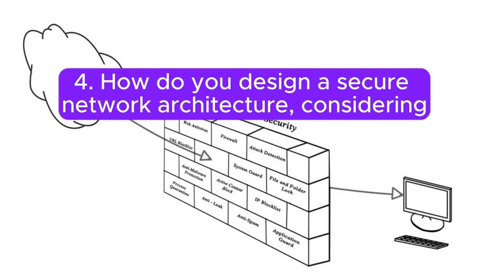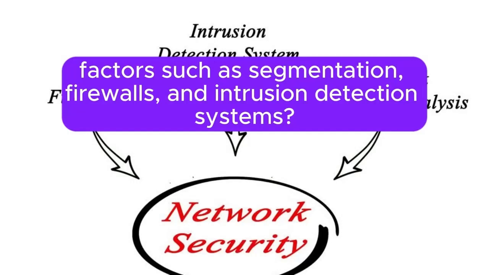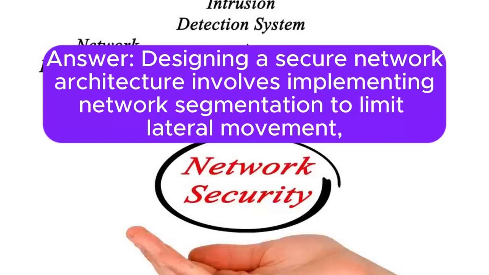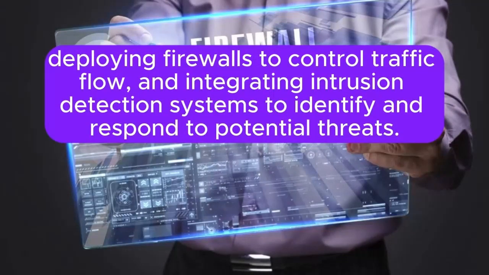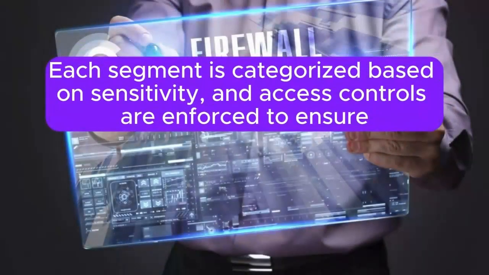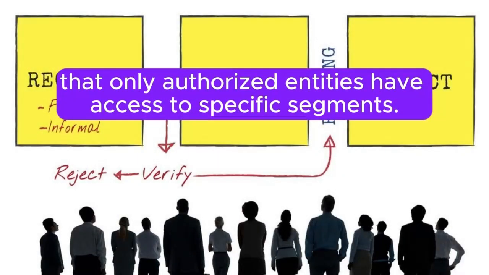4. How do you design a secure network architecture, considering factors such as segmentation, firewalls, and intrusion detection systems? Answer. Designing a secure network architecture involves implementing network segmentation to limit lateral movement, deploying firewalls to control traffic flow, and integrating intrusion detection systems to identify and respond to potential threats.